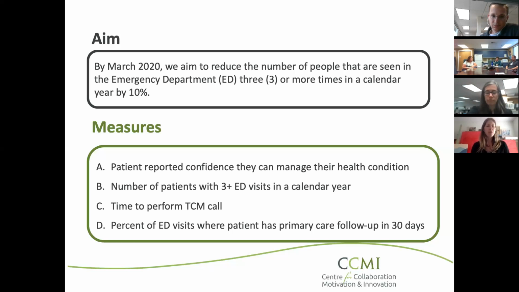C, time to perform TCM call, could be a process measure. It could also be a balancing measure. And it becomes a balancing measure if some of the changes we're seeking to introduce are taking a really long time. If the time to perform this care is taking really long, it's probably not going to be sustainable. So in that case, it can signal to us that we're having an unintended consequence, and it becomes a balancing measure. And then finally, D, the percent of emergency department visits where the patient has a primary care follow-up is probably a process measure as well.